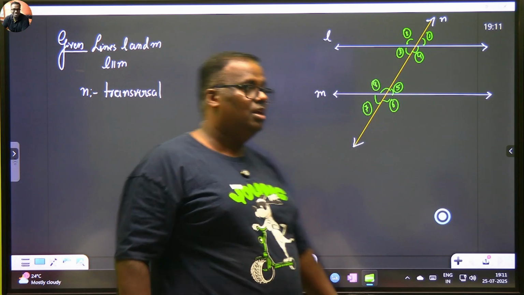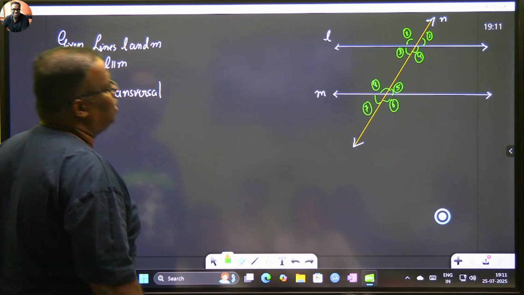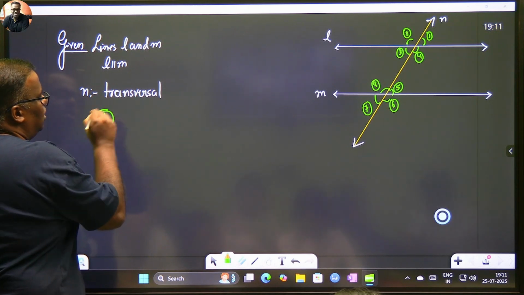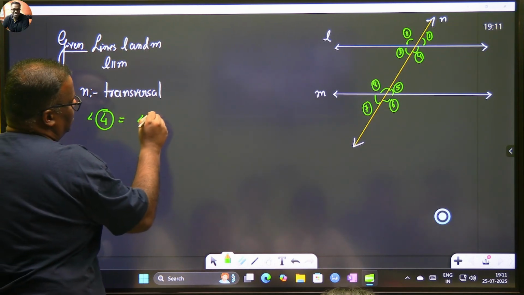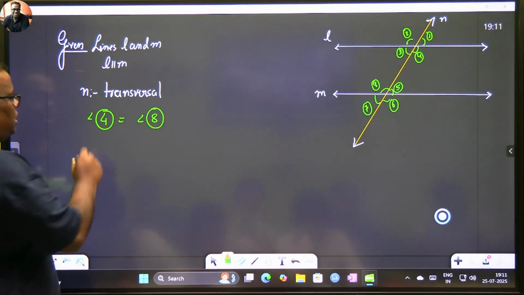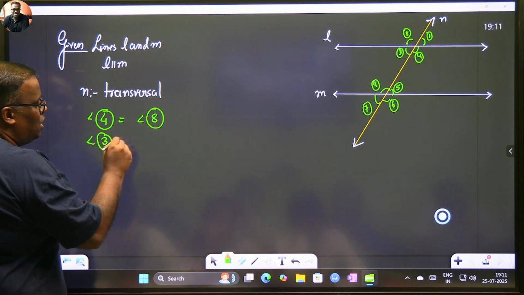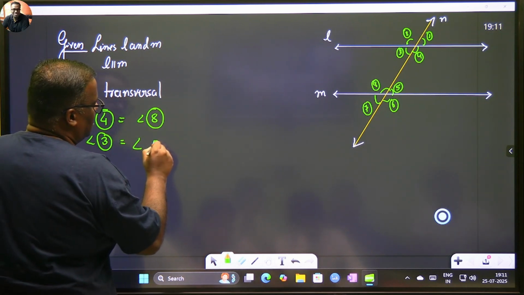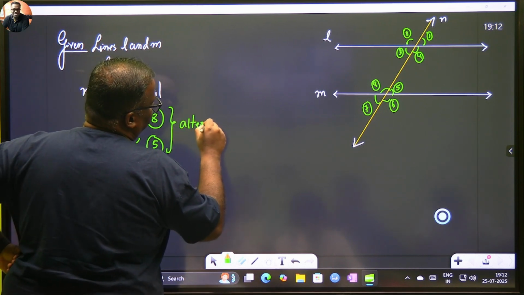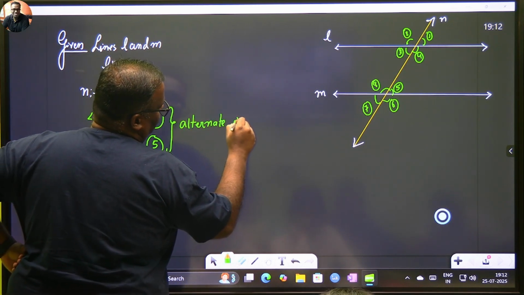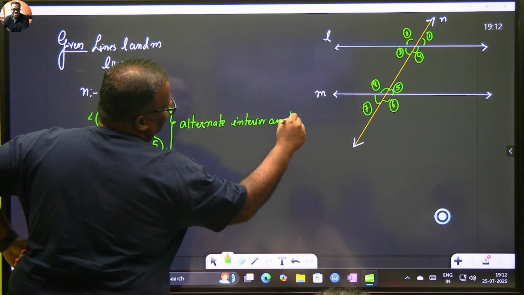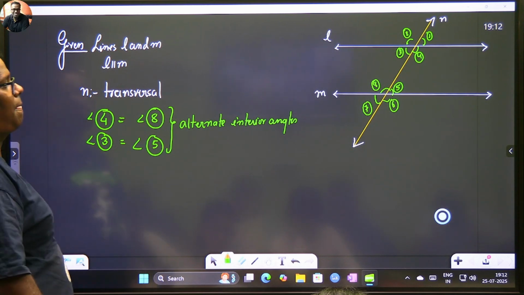Are we fine? More combinations that we will be seeing here: angle 4 will always be equal to angle 8, and similarly angle 3 will be equal to angle 5. These angles are known as alternate interior angles.